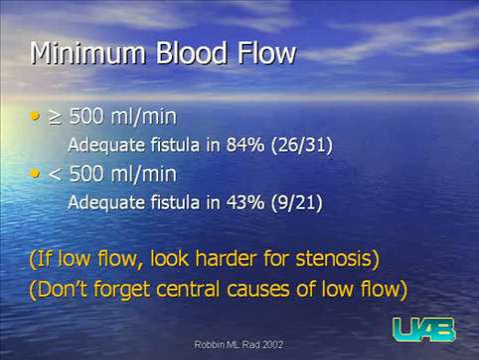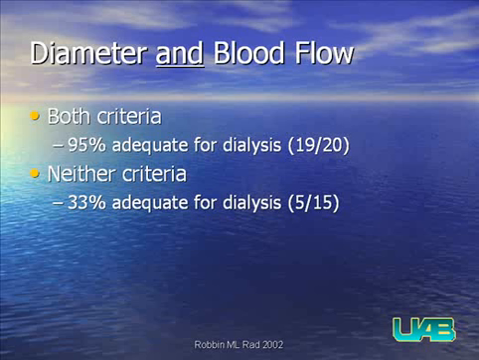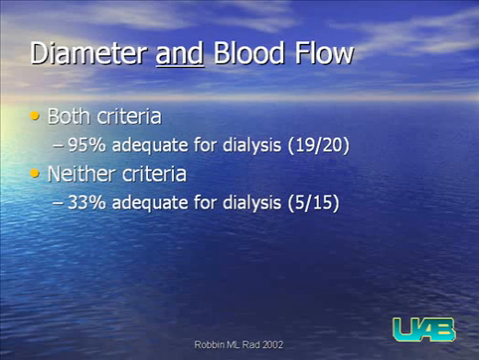So if you're looking and the flow is low, but there's no stenosis, you need to look closer, A, to find a stenosis, or B, to look for something that's limiting the outflow, such as a central venous stenosis. Now, what happens when both the diameter and the blood flow are considered together? If both criteria are positive, then 95% of these will be adequate for dialysis. Whereas if neither criteria are met, so the diameter is less than 4 millimeters and the flow is less than 400 milliliters per minute, then only 33% were adequate for dialysis.